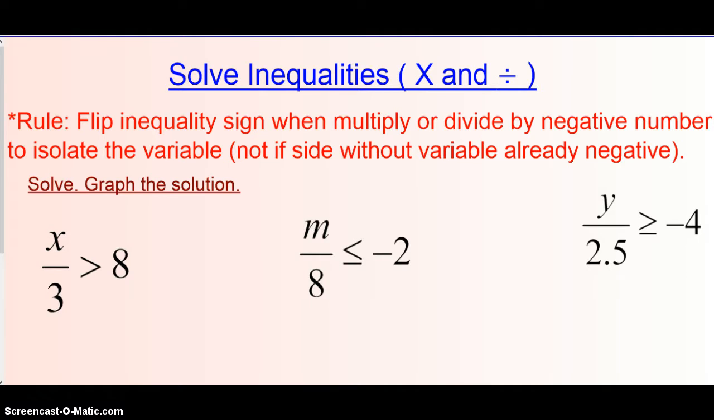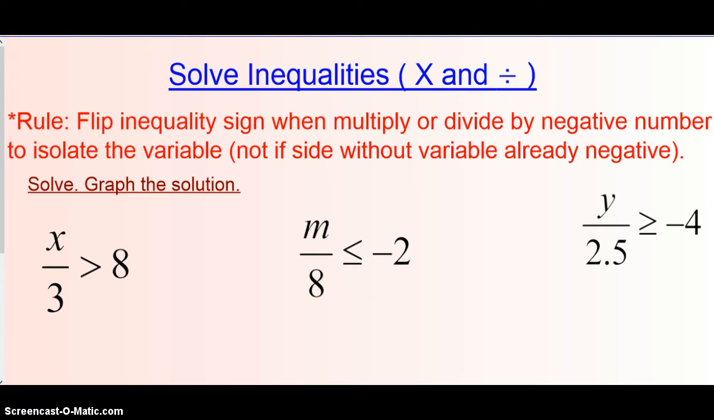I want to pause this for a minute. There's some good information here. There is a special rule when solving inequalities that states you flip the inequality sign when you multiply or divide by a negative number to isolate the variable, not if the side without the variable already is negative.